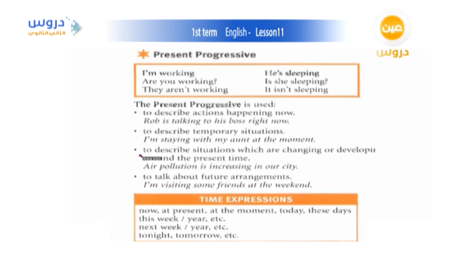Also, number 3, we use the present continuous or the present progressive to describe situations which are changing or developing around the present time. So something started to change. For example, air pollution is increasing in our city. Let's say the air pollution was 20%. Suddenly, it has become 25%. And you say, oh, there is something changing. There is something happening. There is something developing slowly. Okay? All right?